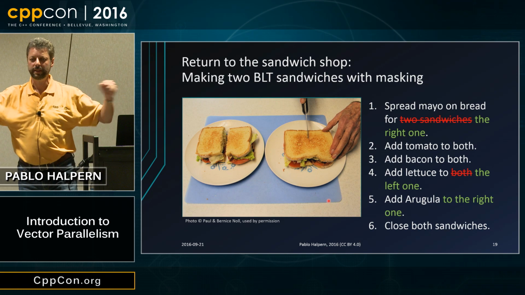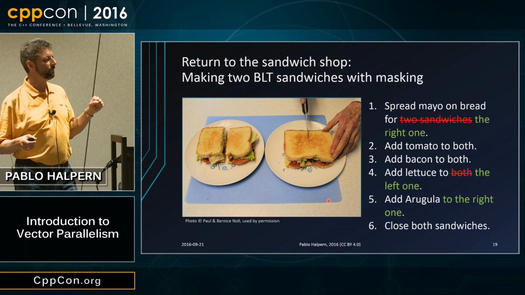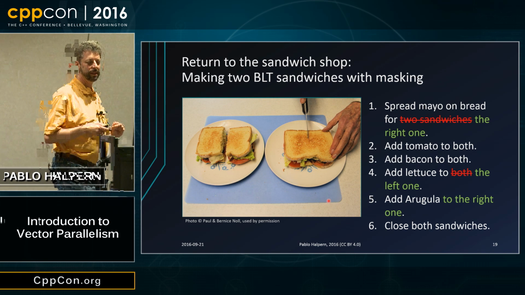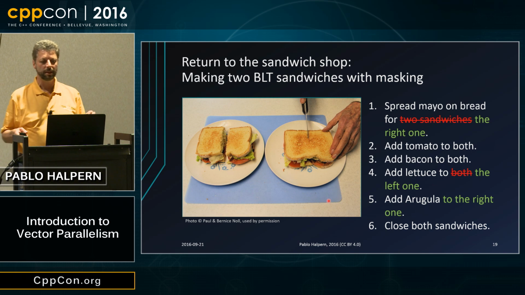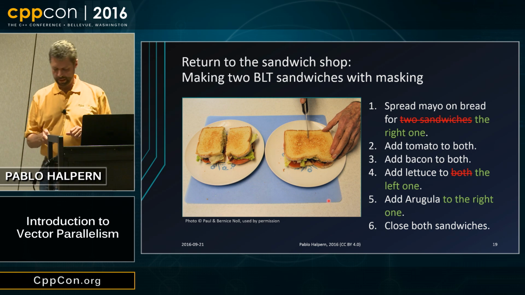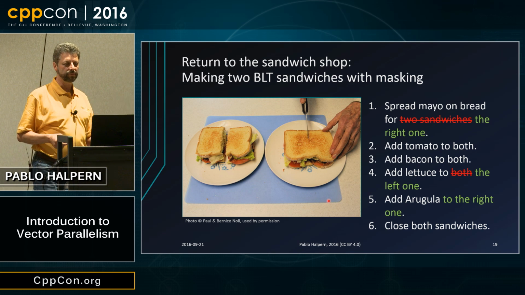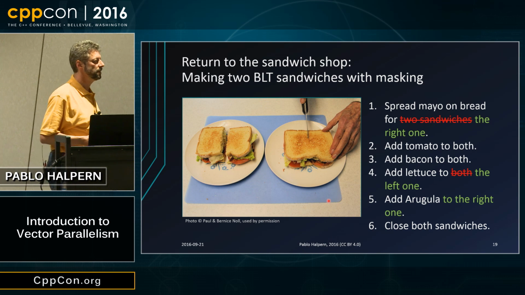Again, you have to remember, the 2 hands can't be completely independent. So we're going to mask out the steps that should be done for one sandwich and not the other by saying, okay, we're going to spread the mayo on the bread, but instead of doing it for both sandwiches, we're going to do it for just the right one. And then we're going to add tomato to both, and then the bacon to both, and then lettuce to the left one, and then arugula to the right one, and then we're going to close both sandwiches.